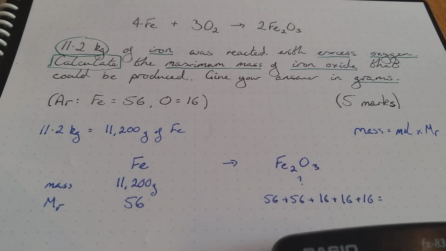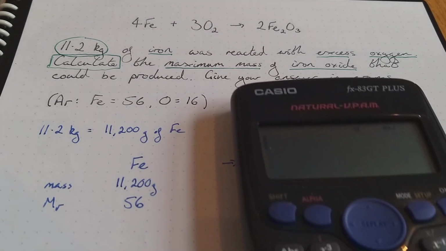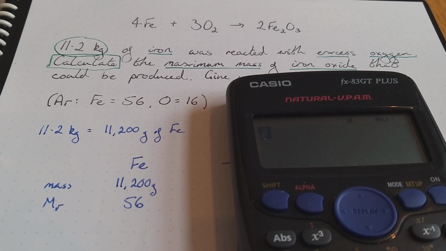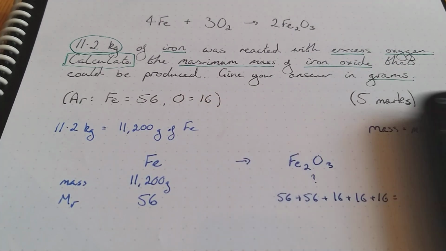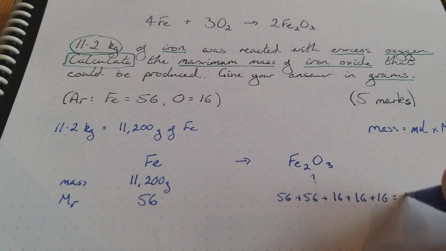And I'm going to do that on my calculator. 56 plus 56, and then plus 3 lots of 16. That gives us 160 for the MR.